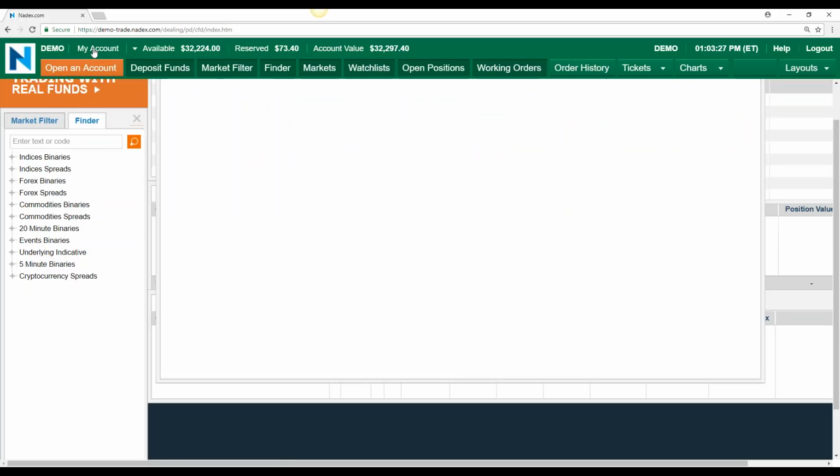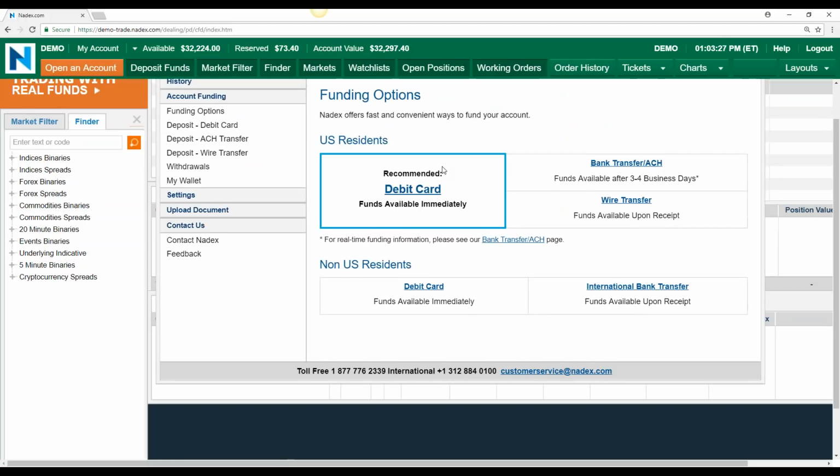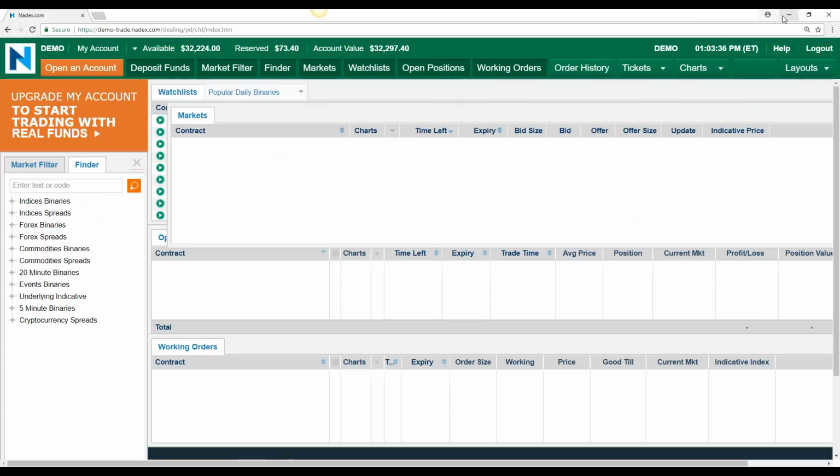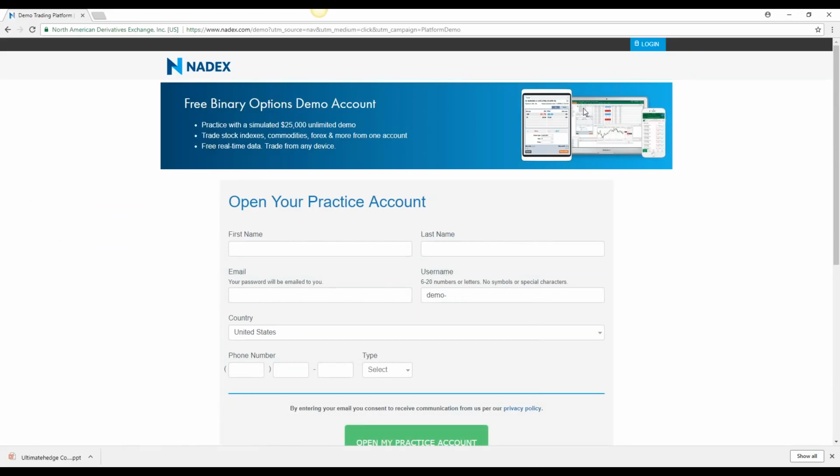Once you get that temporary password and log in, you can go right up here to My Account, then right here to Settings, and then right here to Passwords. And you can change that temporary password to something of your own choosing.